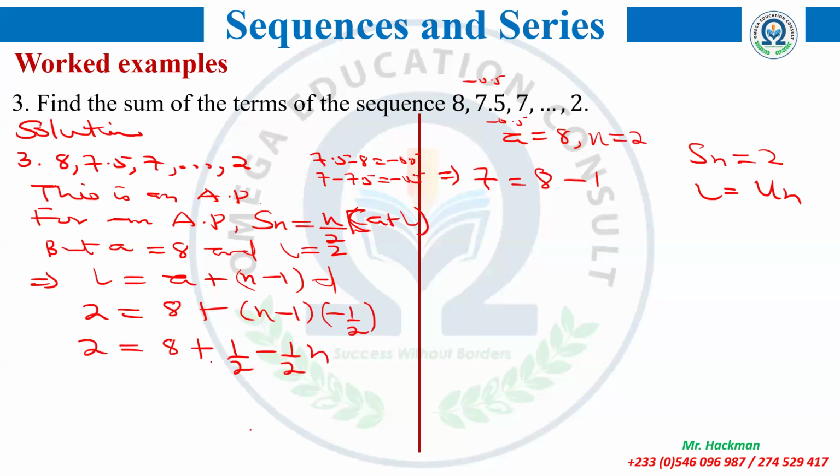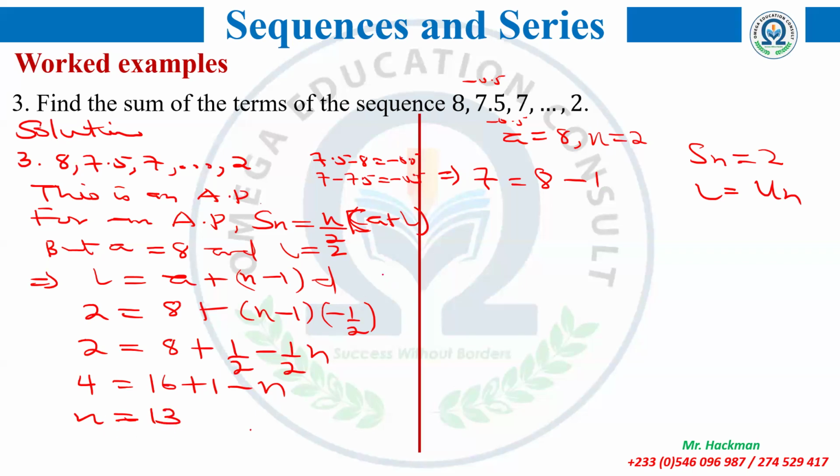Please, are you following? Because of time, I know I'm moving a little fast. So at this point, you can combine this or clear the fraction. Let's clear the fraction. So that will give us 4 equals 16 plus 1 minus n. So I'm going to get n to be equal to, I'll move this one here and bring this one here. So it will be 17 minus 4, and that will give you 13. So you know your n.